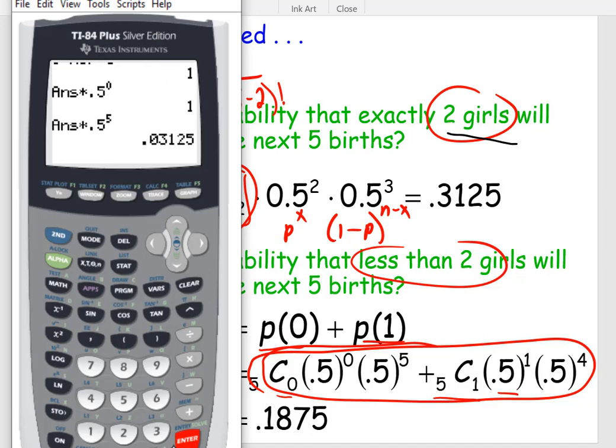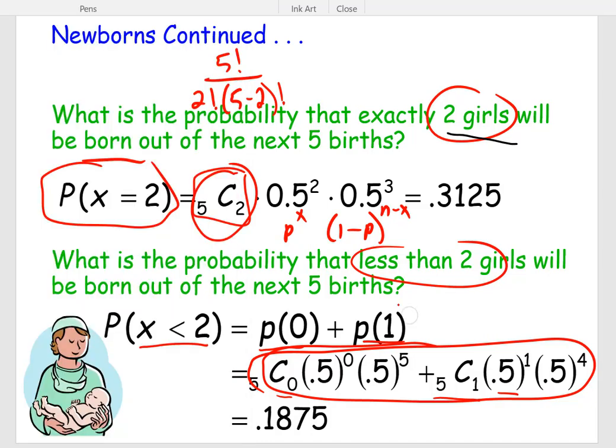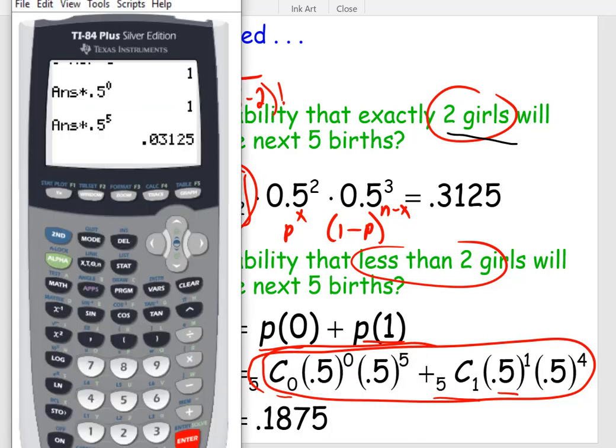We get 0.03125. The other one, of course, is going to give us 0.15625, I believe, is what that comes out to be. But you can calculate that second part out yourself just by substituting into that process. How do we use this on the calculator? Well, we could do each of those separately on the calculator if we wanted to.